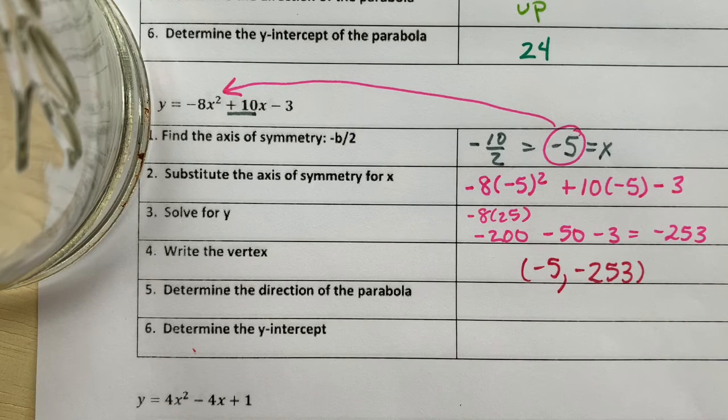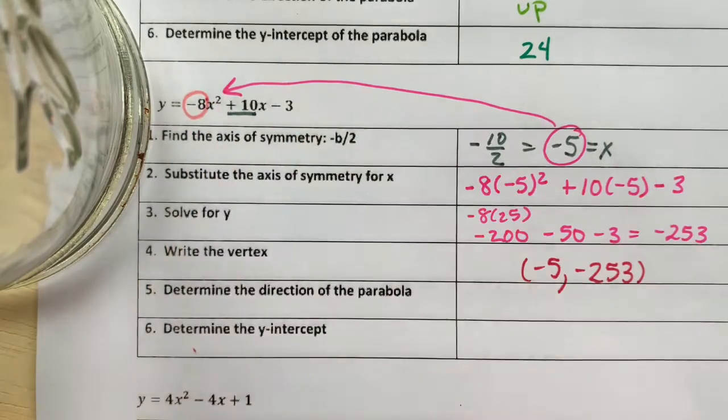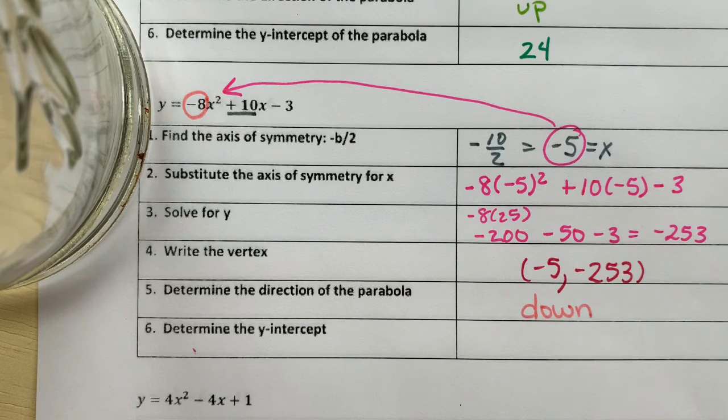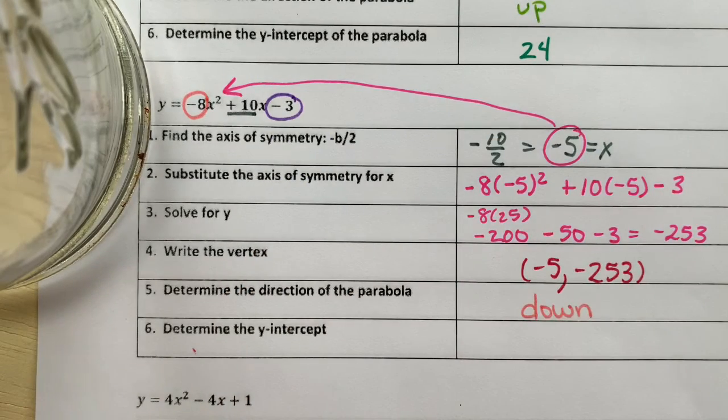We have to determine the direction of our parabola. So we're going to look up here, look at the number in front of our x squared. If that is positive, it's up. If it's negative, it's down. So it's down. And then we have to determine our y-intercept. And our y-intercept is our last number, which is negative 3.